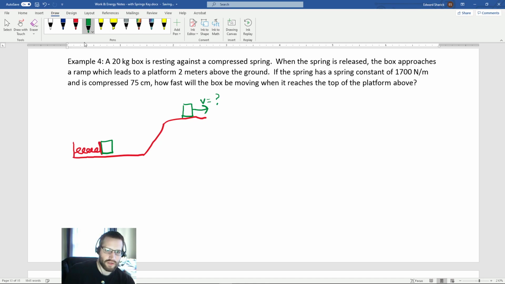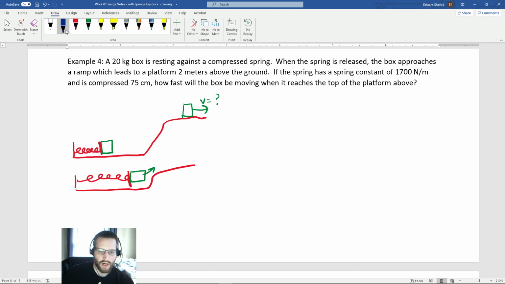All right. So when this releases, what's going to happen is this spring is going to unstretch, and it's going to give the box a velocity that's going to lead it up the ramp, and it's going to lose some energy as it goes up, and then it's going to reach its height and have some velocity. So here we go. Conservation of energy, name of the game.